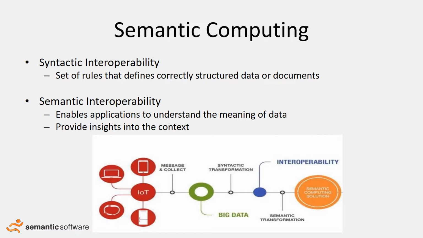Semantic interoperability is the ability of these information systems to understand the information being exchanged. Semantic interoperability is key for data integration projects because different applications may use different data syntaxes, schemas, and formats to describe the semantically similar entities.